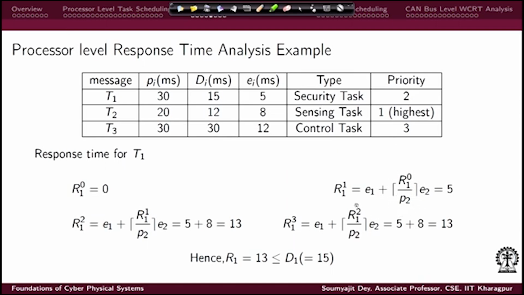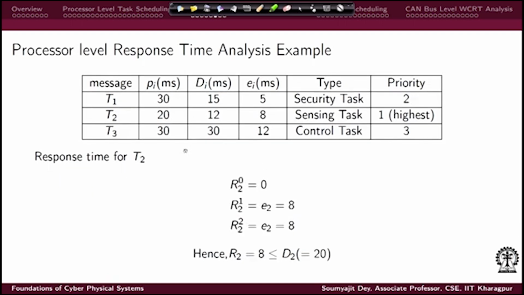So, when I factor in, I will just factor in the execution time. Let us say this is the response time estimate of R1. I will divide it by the period of T2, and I will multiply this number of instances with execution of T2, that is E2, right. So, initially this is 0. So, all I get is E1, that is 5, and then I will refine it to 13, and then I will soon see that it is stabilizing at 13, not changing, right. So, for T1 it is getting satisfied.